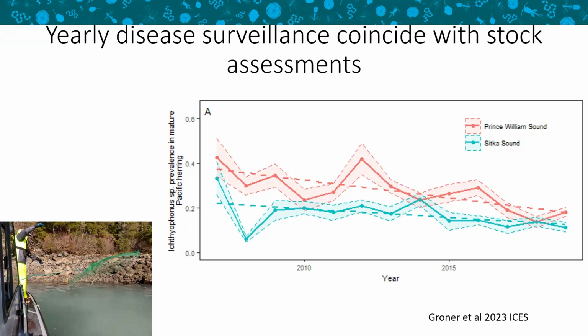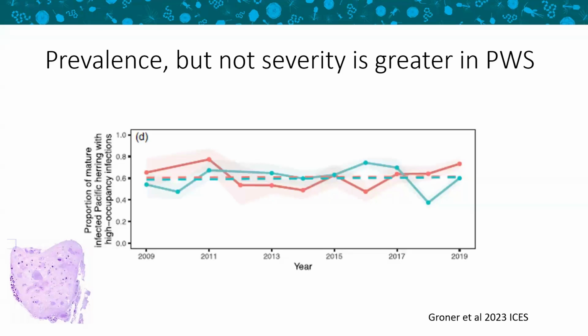So Prince William Sound has consistently higher levels of disease, but we found that the severity of disease was not greater. What we did here was look at what proportion of those infected herring had disease that looked like this, where we could actually see it histologically. Sometimes we just detect the pathogen, but there's no evidence of actual damage to the heart. So we considered those damaged ones to be what we called high occupancy infections. And you can see the estimate for that proportion of high occupancy infections was pretty much identical for the 2 populations.